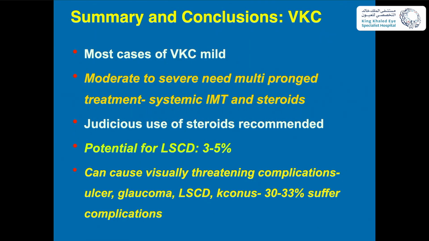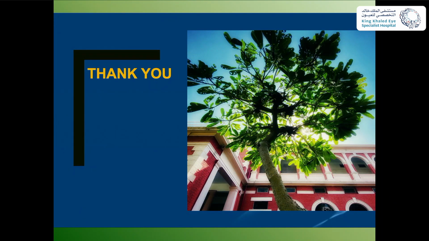So in summary, most of the VKC patients are mild. You don't need systemic treatment. Moderate to severe, maybe about 1/3 of patients in my practice would need systemic immunomodulation, and 1/3 of these patients have some serious blinding potential, and about 3 to 5% of patients may have LSCD. So my goal is to prevent these LSCD from developing in these patients by using systemic immunomodulation. Thank you very much.